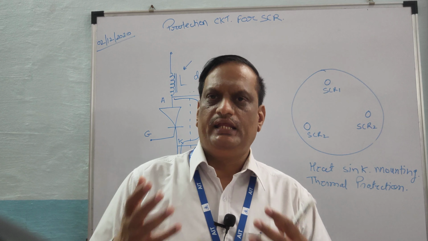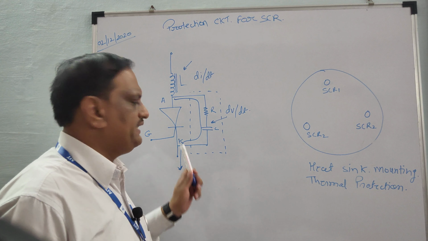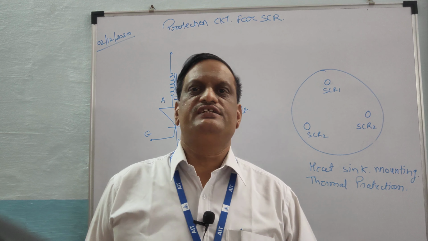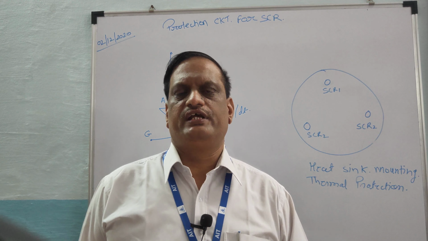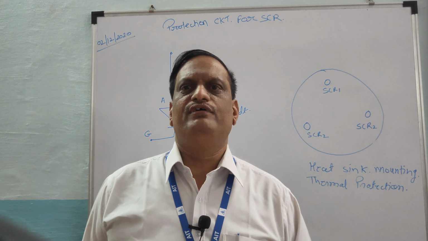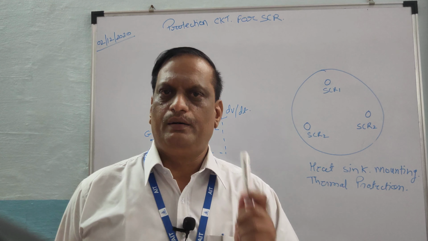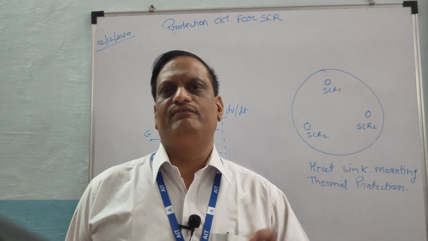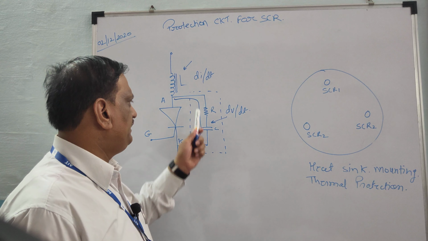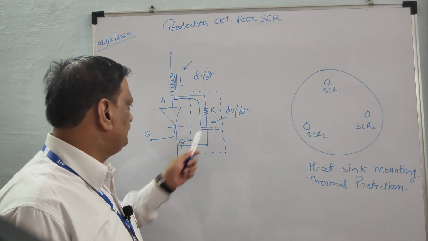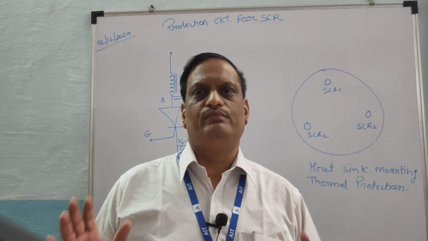Now suppose in any case, if a high dv/dt is applied to the SCR, false triggering occurs in the SCR. To avoid false triggering of the SCR by high dv/dt, we will have to protect that particular SCR from the high dv/dt, and we are protecting that device by connecting a capacitor in series with a resistor across the conducting device, and we will protect our device from high dv/dt.